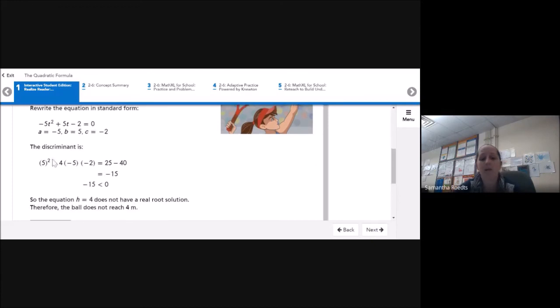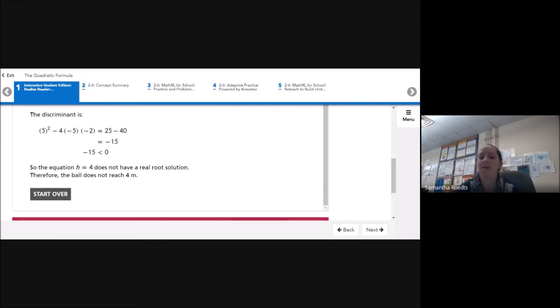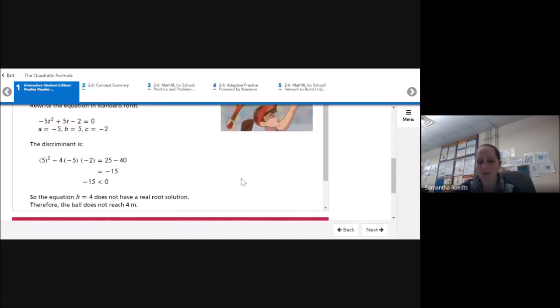The discriminant, 5 squared minus 4 times negative 5 times negative 2, equals 25 minus 40, or negative 15. Negative 15 is less than 0. So the equation h equals 4 does not have a real root solution. Therefore, the ball does not reach 4 meters.